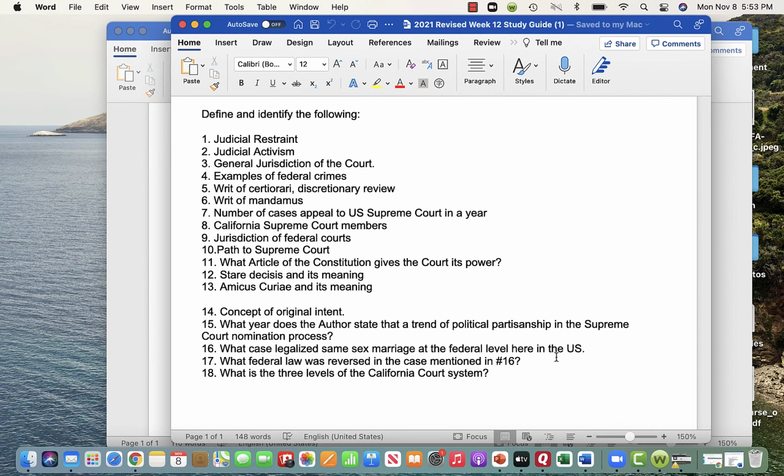Know the levels of the court system. In California, know that we have the trial courts at the very bottom, then a court of appeals in the middle, and the California Supreme Court at top. Know that, like I said in class, we may have experience in one area of the California trial courts in our lifetime, and that is maybe traffic court.